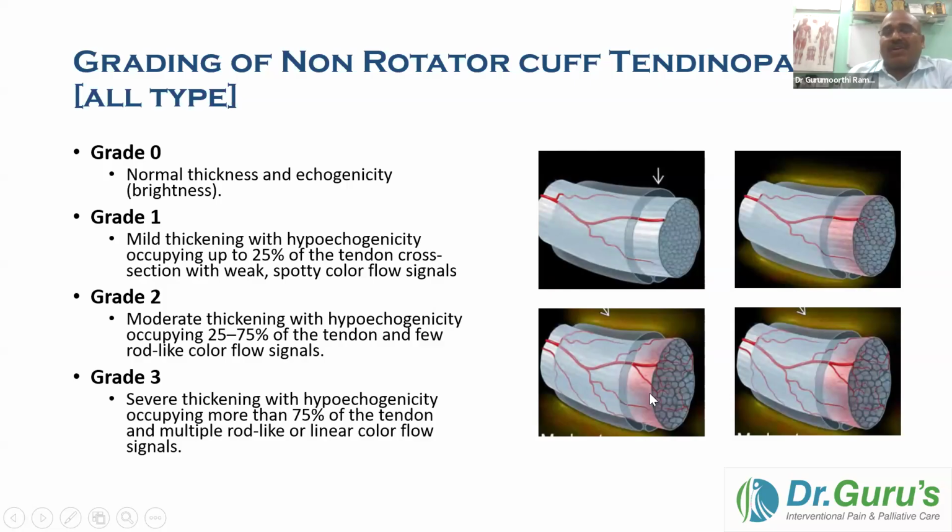When you are able to see a few rod-like vessels, that is grade 2. When you are able to see a lot of rods inside the tendon, it is grade 3. Obviously, when you see a very good amount of blood flow inside the tendon, it is grade 3, right? So this applies to all non-rotator tendons, those with paratenon or synovial sheath, without paratenon stenosis. This is the grading which we routinely use.